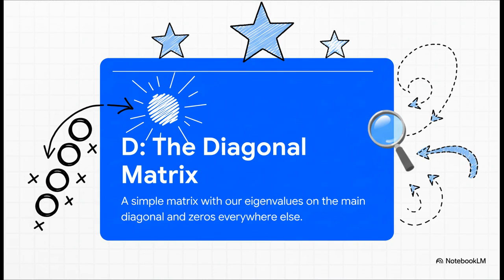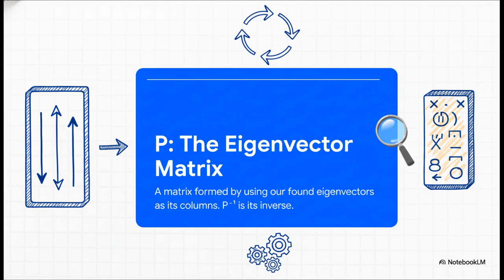So let's look at the pieces. D is the real hero here. It's called a diagonal matrix, which is just a fancy way of saying it's super simple to work with. It's literally just our eigenvalues, 8, 2, and 2, sitting on the main diagonal, with zeros everywhere else. Easy, right? And what about P? Well, that's just as easy. You just take the three eigenvectors we found, and you stand them up side by side to make the columns of a new matrix. That's it. And P inverse? That's just its matrix inverse, which is a standard thing to calculate.